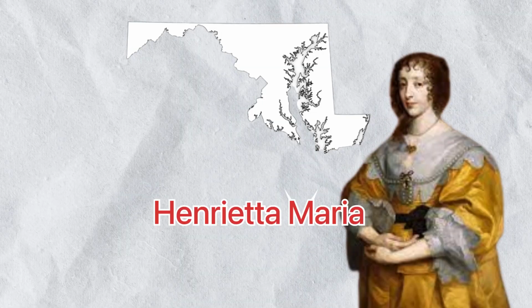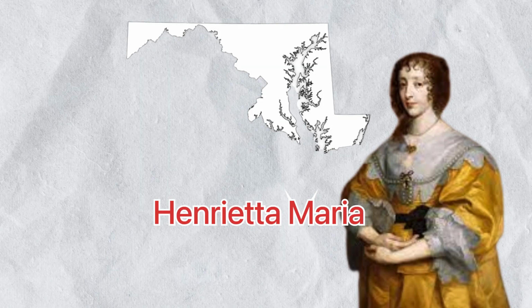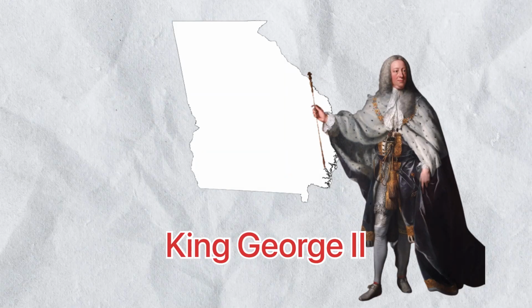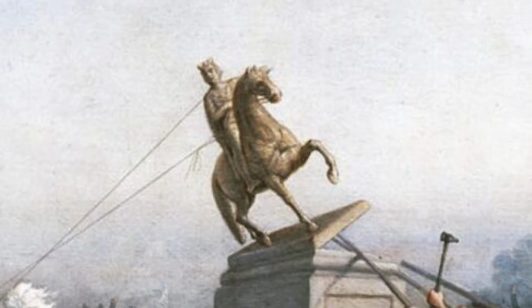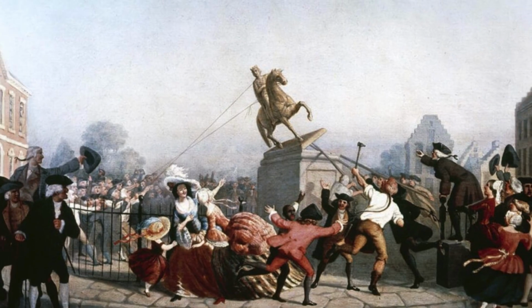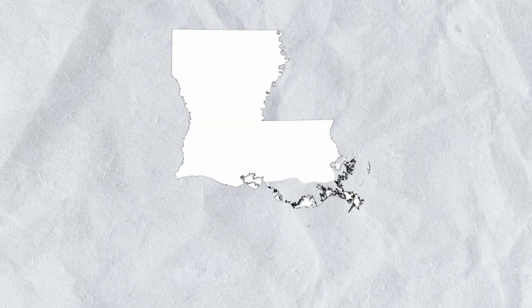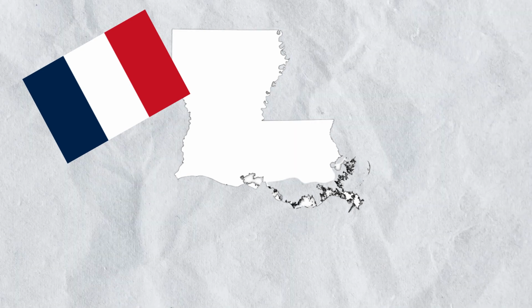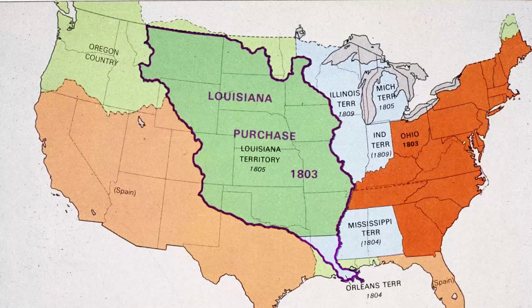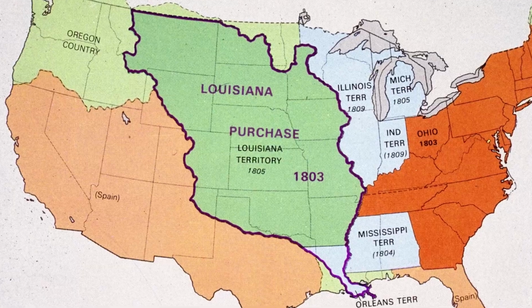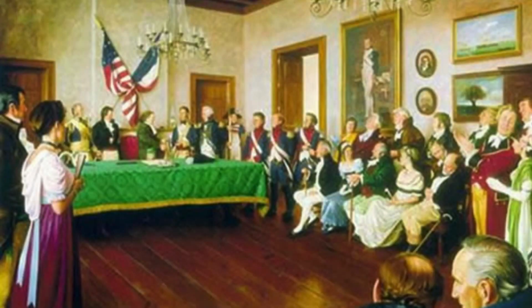Maryland was named after Henrietta Maria, the queen and wife of King Charles I. Georgia is named after King George II, whose son King George III would have a much more influential role on American history. Louisiana is the only state named after a French monarch, named in honor of King Louis XIV. The name Louisiana would apply to the entire French territory in America until purchased by the U.S. in 1803.